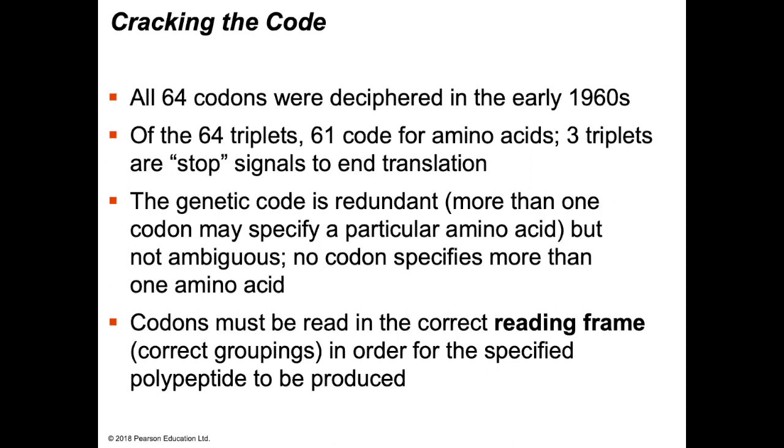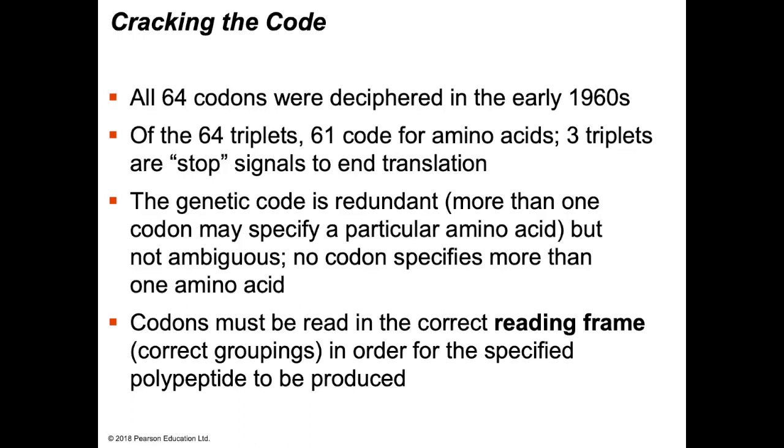In the genetic code, there are 64 possible combinations of codons, which was deciphered in the 1960s. Out of the 64, 61 codons code for amino acids. Three of those triplets are stop signals to end translation. Just like transcription, there is a process of terminating translation. It will be based on the genetic code, with triplets or codons that signal the end of translation.